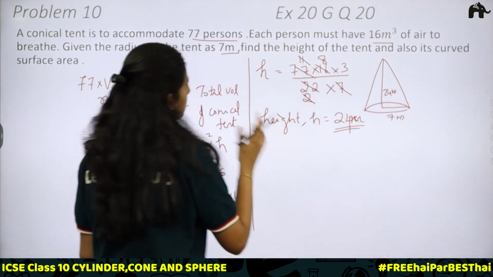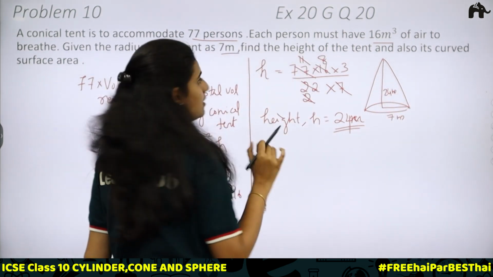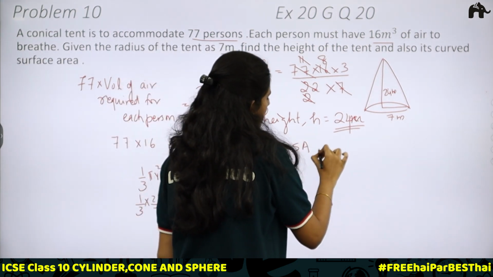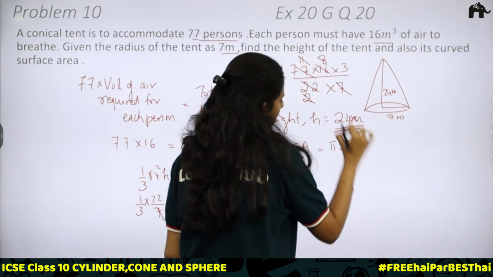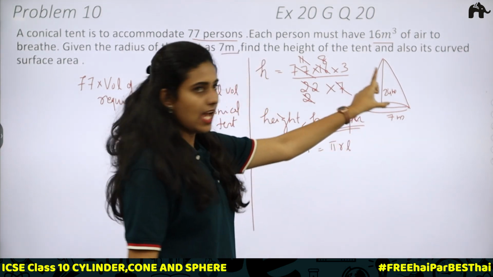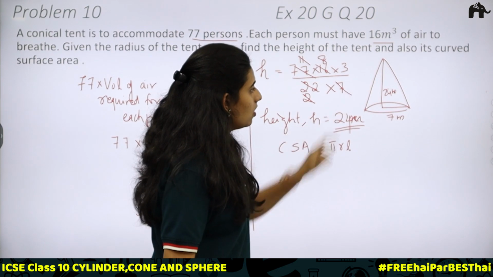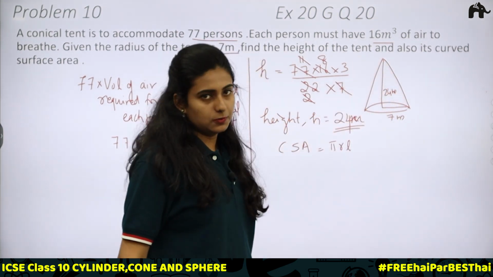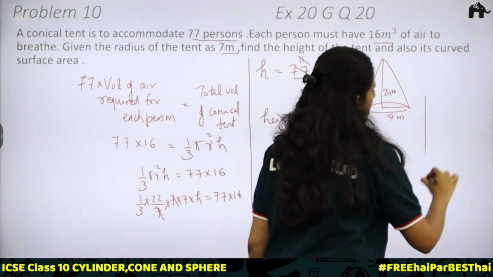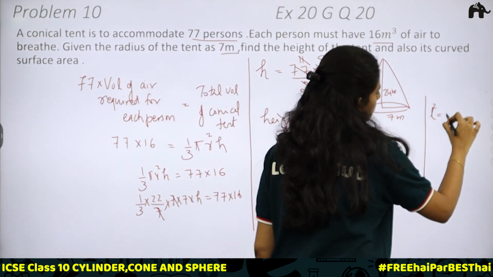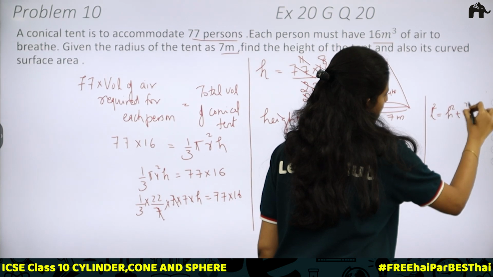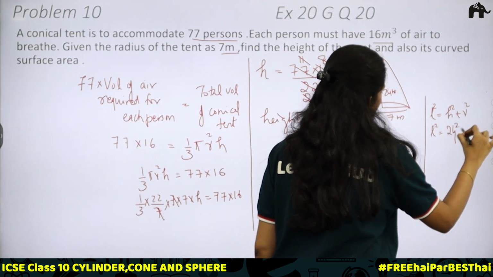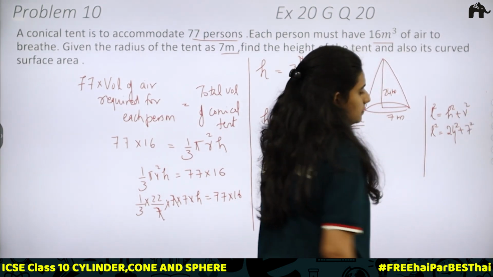Next, the second part of the question, we need to find the curved surface area. How to find curved surface area of cone? Curved surface area is equal to pi r L. What is L? L is the slant height. Here we know the radius and also the height of the cone. Okay. Then we'll be having slant height. L square is equal to h square plus r square. L square will be 24 square plus 7 square.